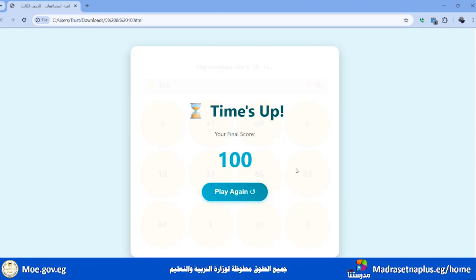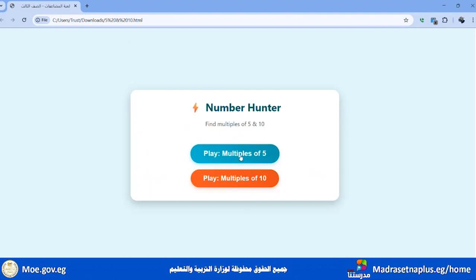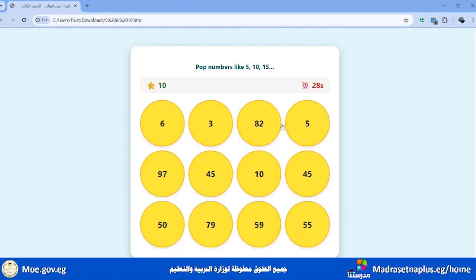Let's play again to get a high score. Try to help me. Let's start with multiples of 5. Yes, last time for multiples of 5. 5, yes. 20, yes. 30, yes. 40, yes. 55, yes. 15, yes. 50, 35, 45, 60, 25, 10. Oh, help me. Yes.